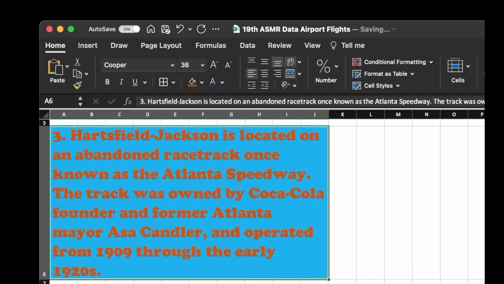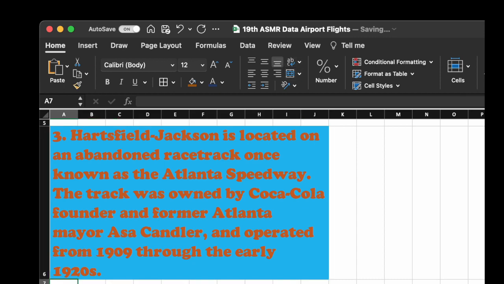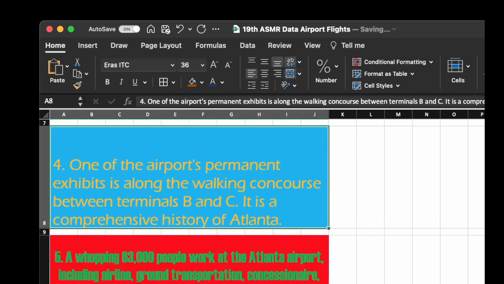Alright, fun fact number 3. Hartsfield-Jackson is located on an abandoned racetrack once known as the Atlanta Speedway. The track was owned by Coca-Cola founder and former Atlanta Mayor Asa Candler and operated from 1909 through the early 1920s. Well, yes, that's one way to make use of an old track, just turn it into an airport.